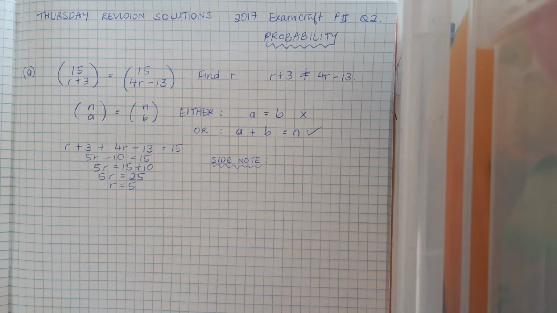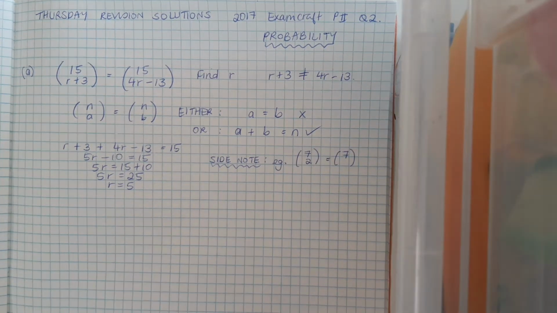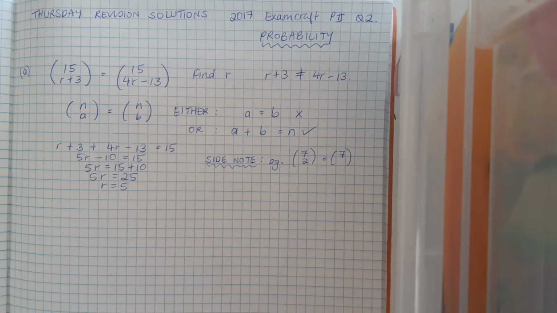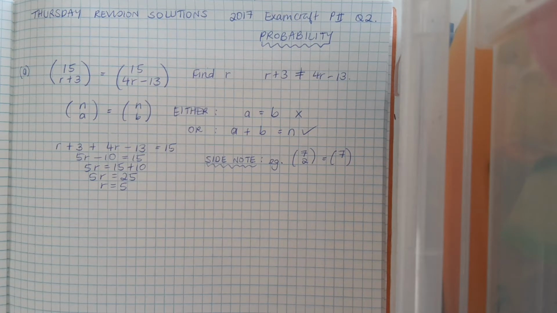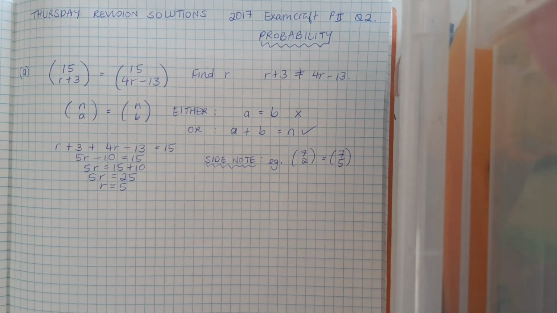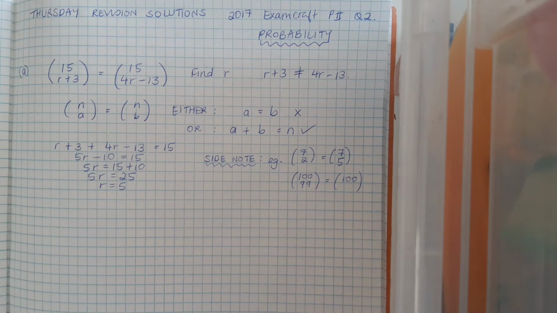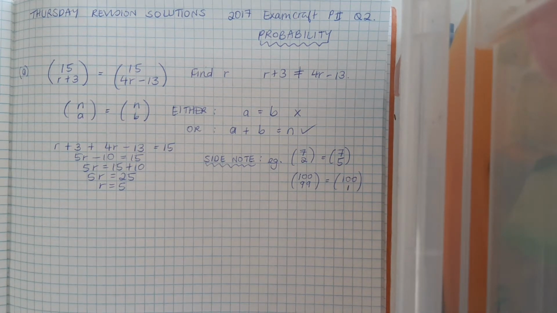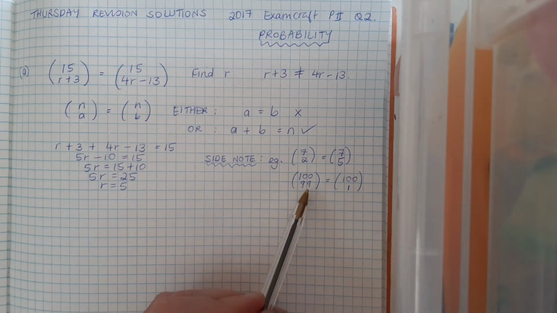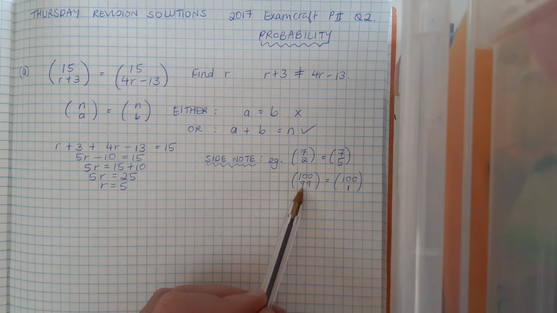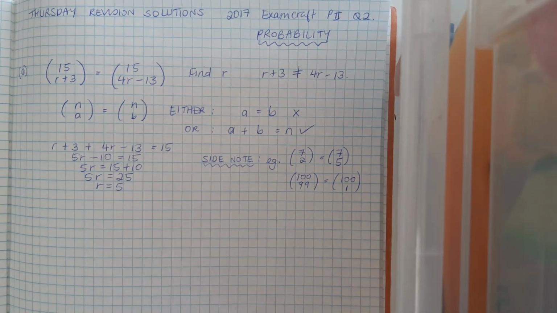Just a little side note there on n choose a equals n choose b. So for example, 7 choose 2 equals 7 choose something else. What might that something else be? It'll be 5 because 2 and 5 make 7. 100 choose 99 equals 100 choose something. What could the something be? Easy, it's 1 because 99 and 1 make up 100. And you can test this quite easily on your calculator. 100 choose 99 works out to be 100, and 100 choose 1 also works out to be 100.